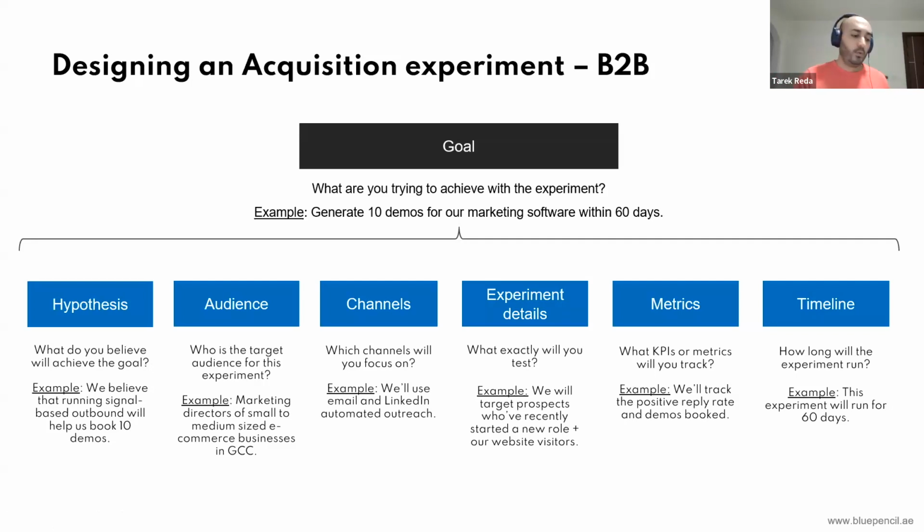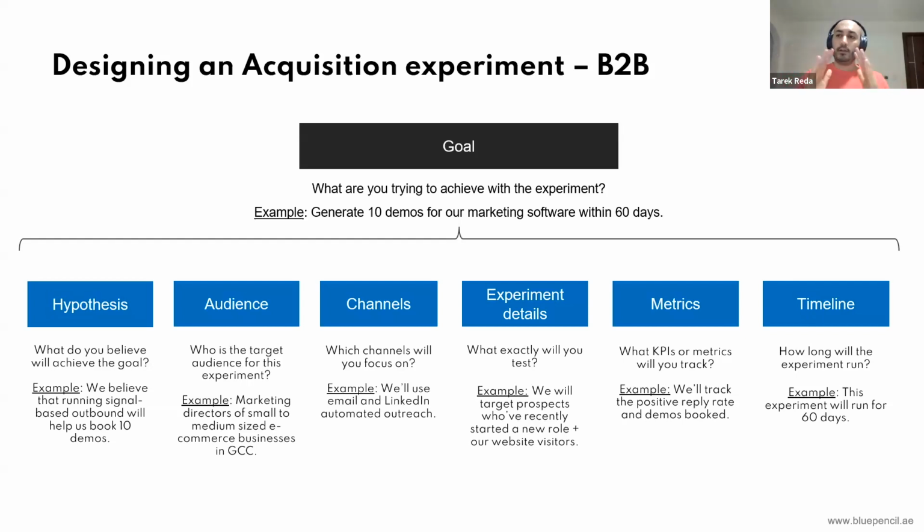The point is that you want to get in the habit of running these experiments continuously, back to back, right? Because what happens in most cases, especially with acquisition, is that you launch an open-ended campaign with no clear time frame, and you continue running that campaign with the hope of generating results eventually. Now, one thing to keep in mind is that depending on the nature of the channel, some channels require a longer time for an experiment to actually see its fruits.